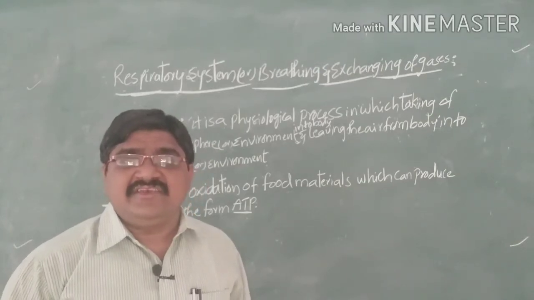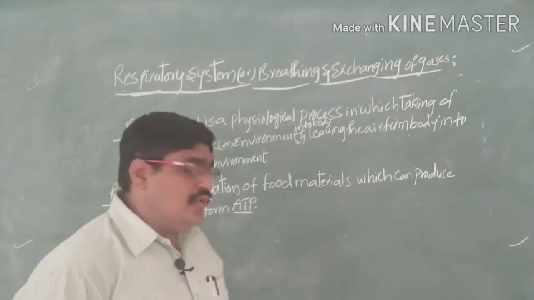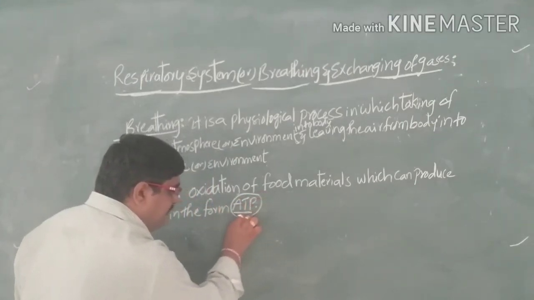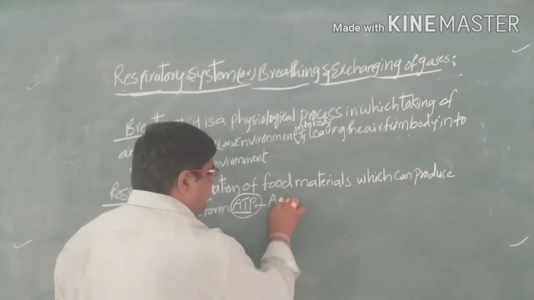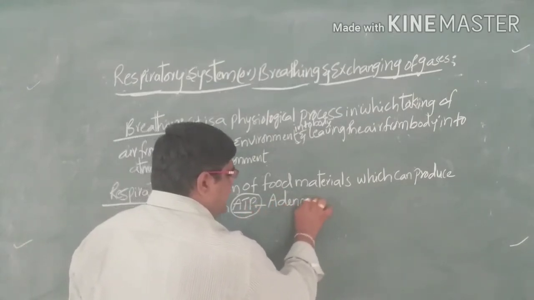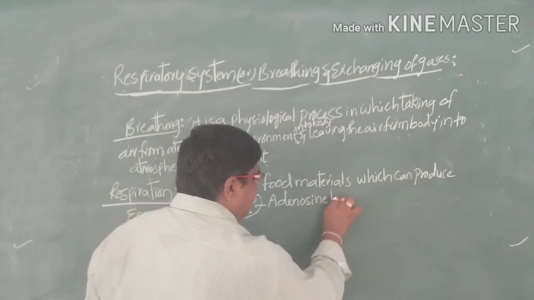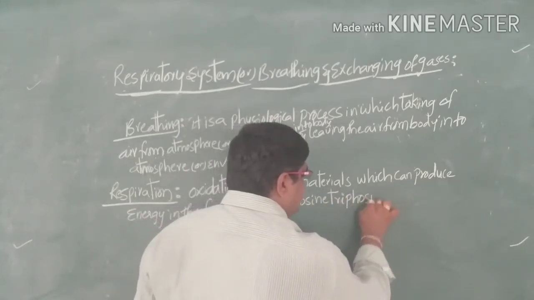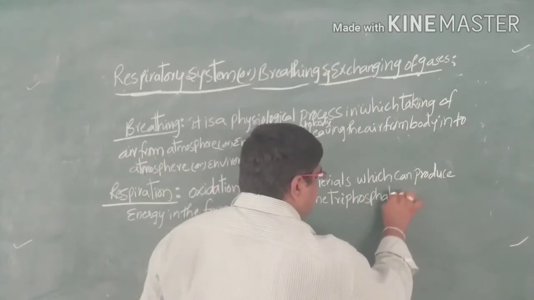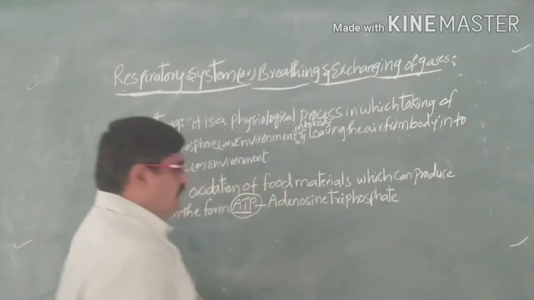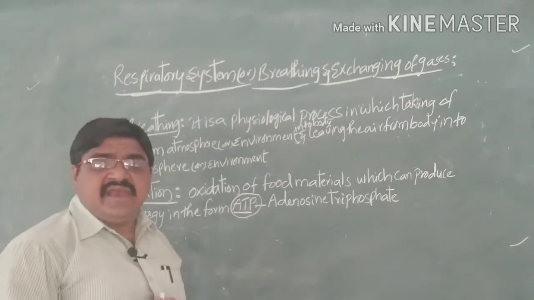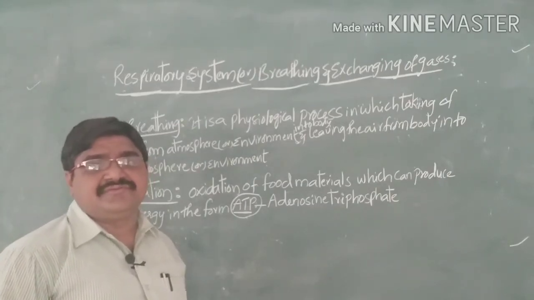So here, the energy that is produced is stored in our body in the form of ATP. ATP means adenosine triphosphate. It is an energy-rich source.